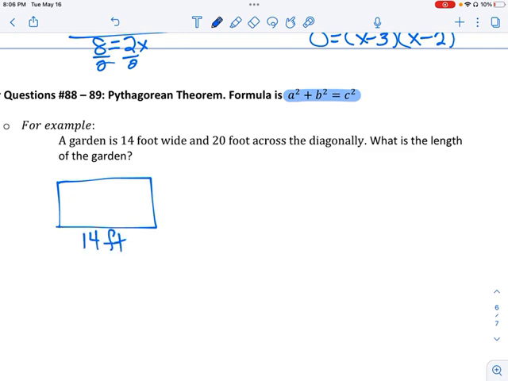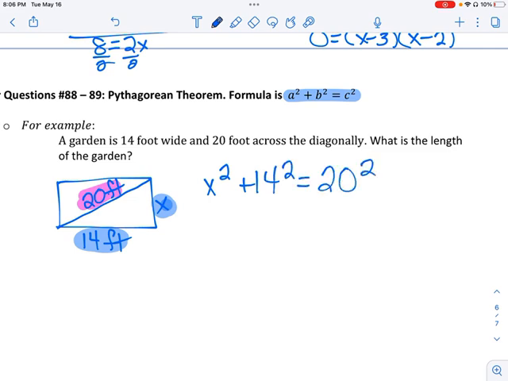So I'm going to call that wide there. And 20 foot across the diagonal. So this is 20 foot. And we want to know how long it is. So if you look, I have a leg here, I have a leg here, and then the 20 foot would be the hypotenuse. So if I set up my equation, it's going to be x squared plus 14 squared equals 20 squared.